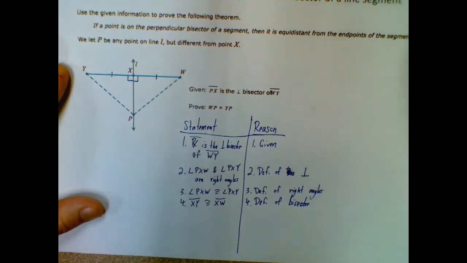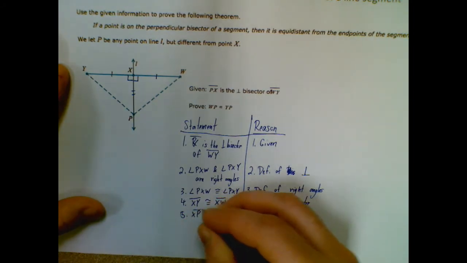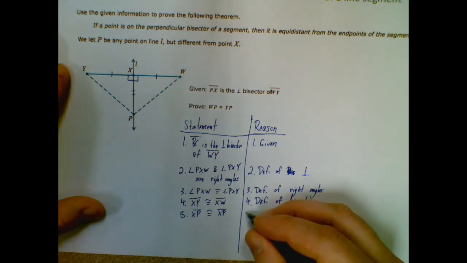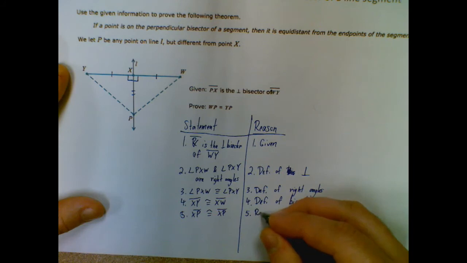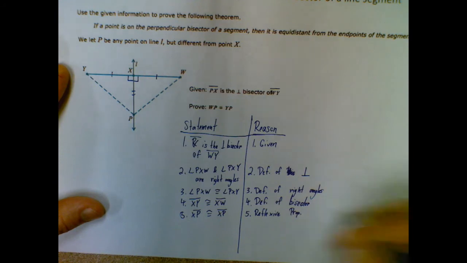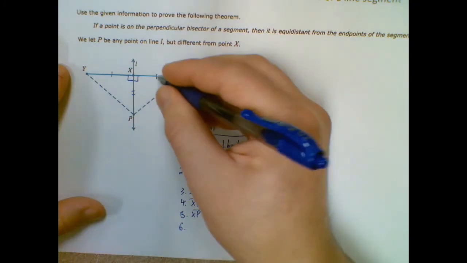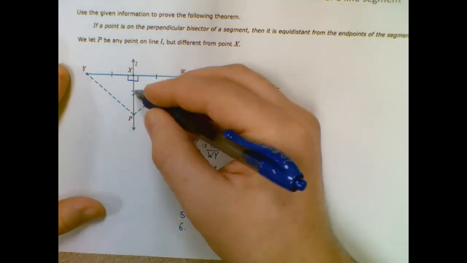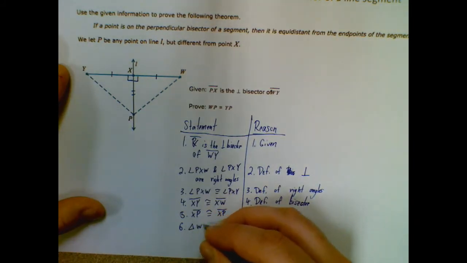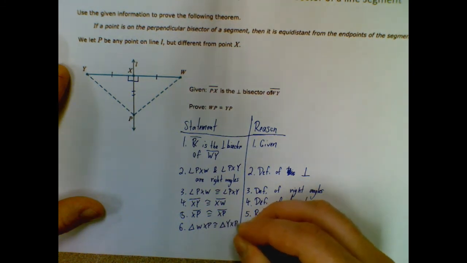All right, and what else do I know? I know this is a shared side, so I can say that XP is congruent to XP. That's the reflexive property, something that's congruent or equal to itself. All right. And that's actually enough to prove these triangles are congruent, because I have 2 sides and an angle in between them. So that would be the SAS property. So triangle WXP is congruent to triangle YXP.